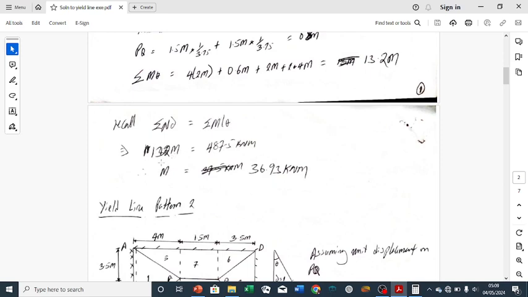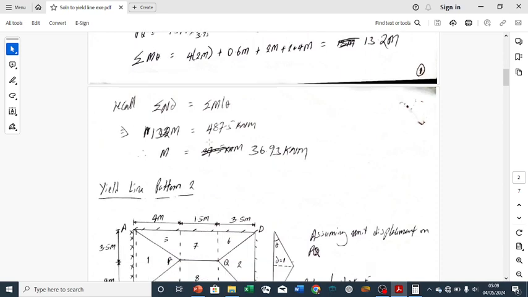So when we make M the subject of the formula, we had this 36. If you're using the right 14 here, you should have 34 point something. So you can go ahead and use your calculator and do that. So by so doing, we have been able to calculate the value of M for our first heel line pattern. The question has said that we should go ahead and calculate for 2 other heel line patterns.